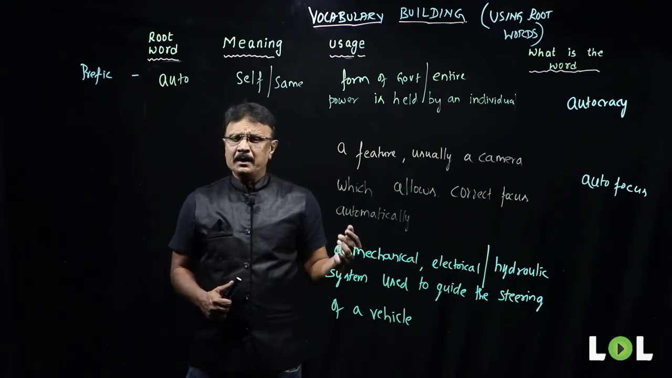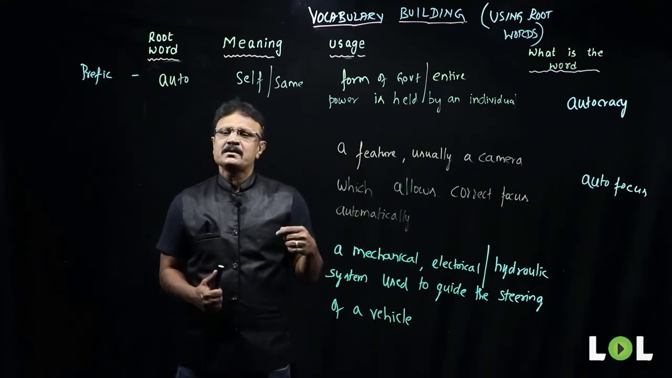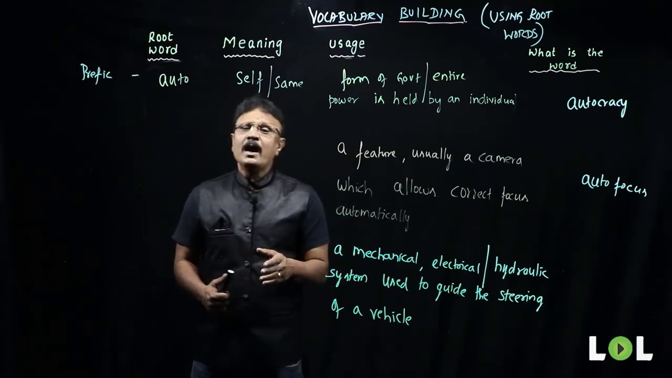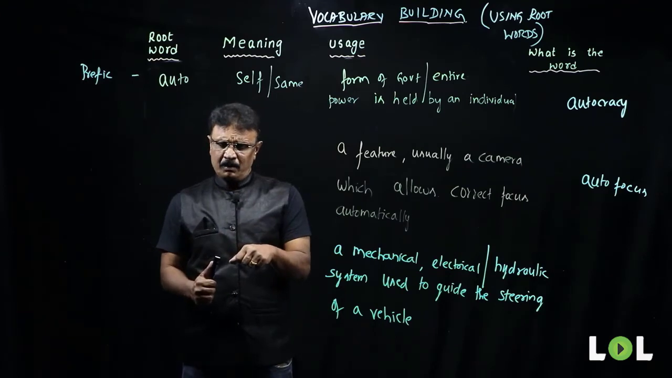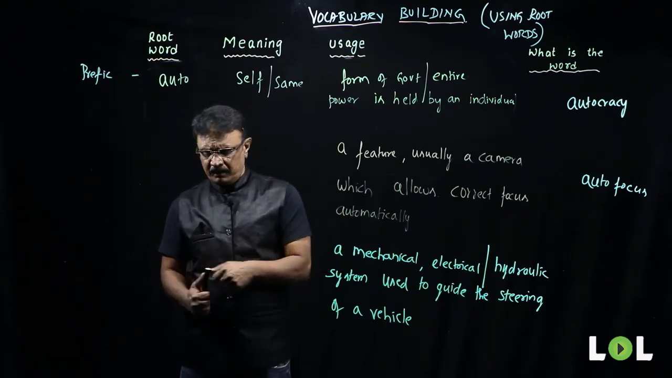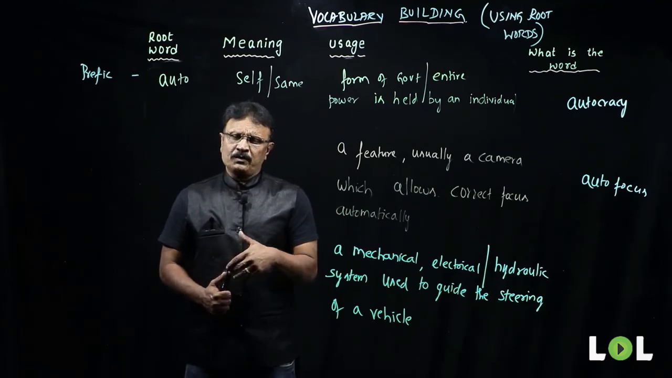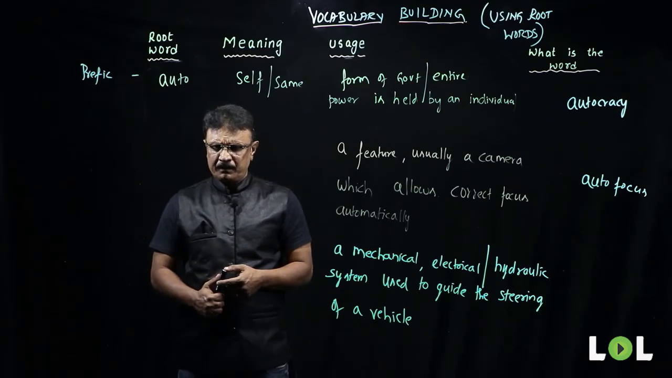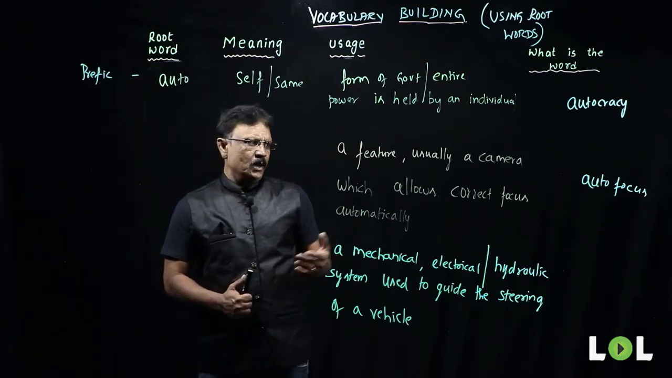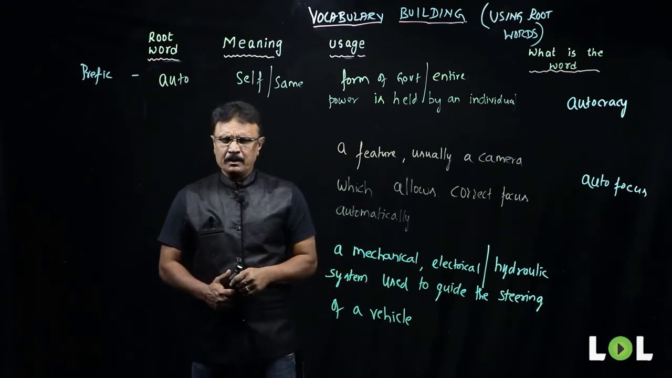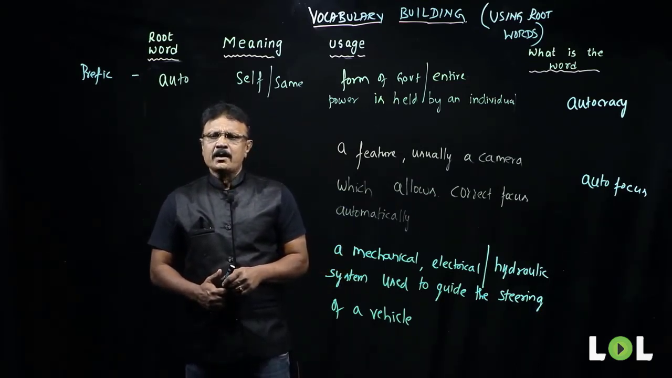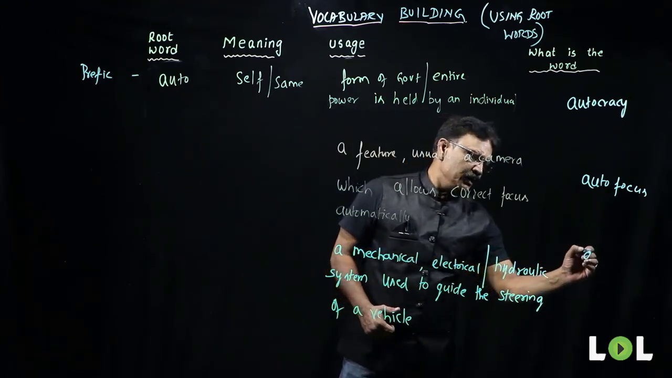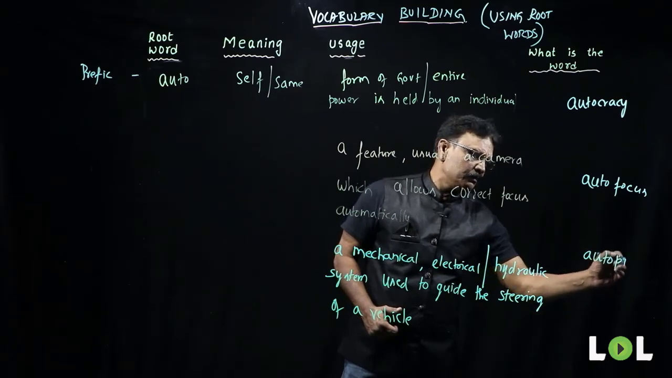It's a mechanical, electrical, or hydraulic system that is inbuilt in a vehicle, for example, a car, to guide the steering of the car. Or it's not just the car, of any vehicle actually. Okay. Most of the cars, okay, the top-notch cars have gone for this kind of a system right now. Okay. So what is the word that we're looking for here? Okay. These cars are on an autopilot mode. Autopilot.